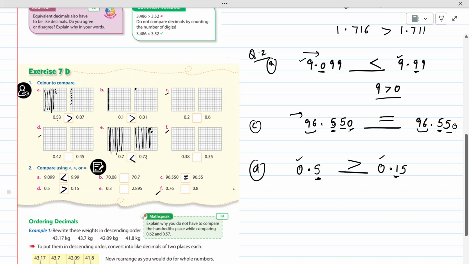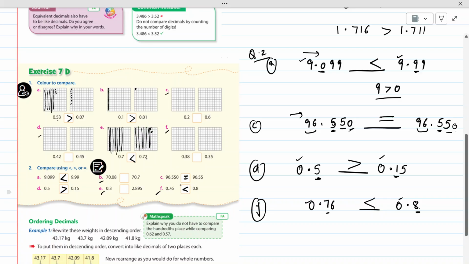Now the last question, F, we have 0.76 and 0.8. The whole number is the same. Compare the number at the 10th place. Here we have 7, here we have 8. 8 is greater than 7, so this number is greater. Okay, and the rest of the questions are homework for you. If you have any confusion, you can always mail me.